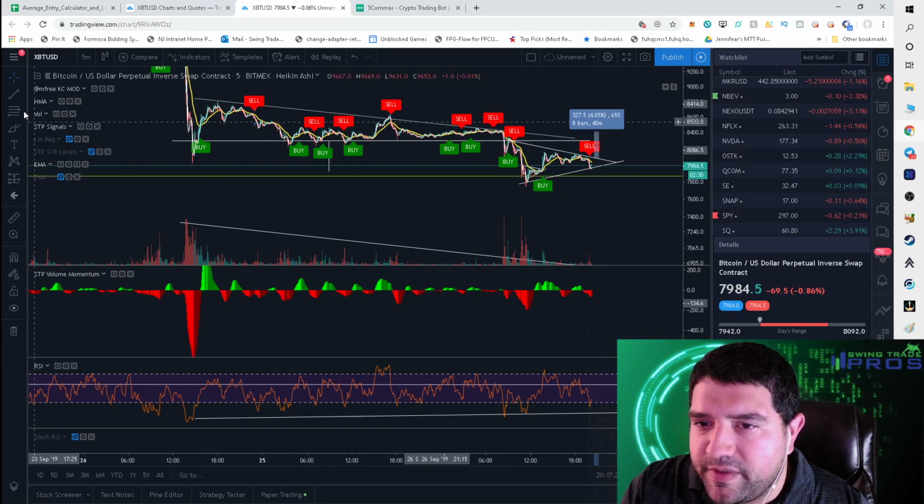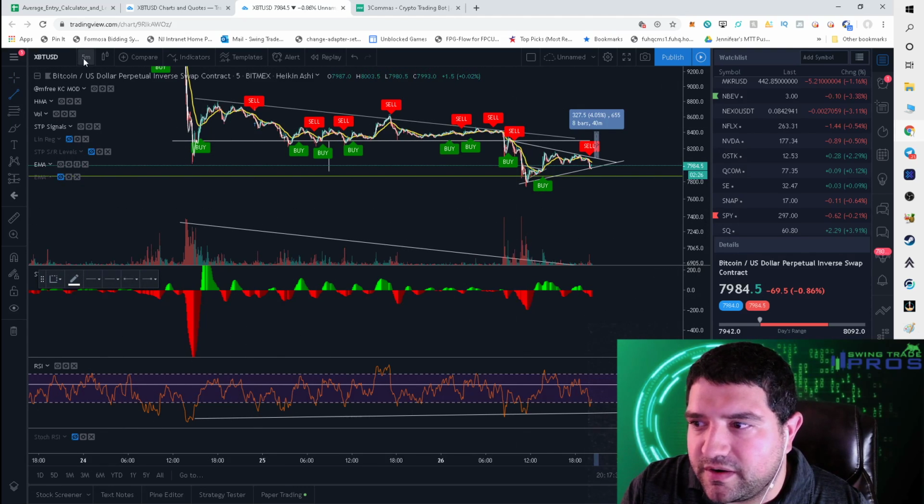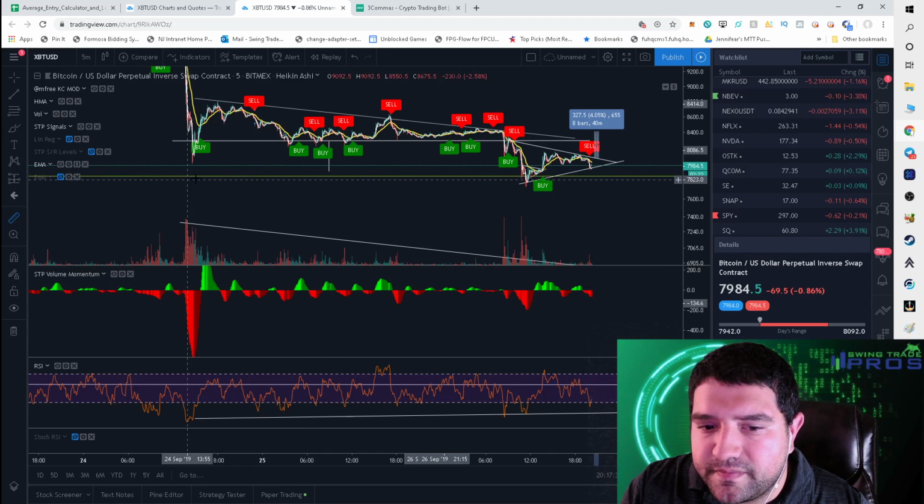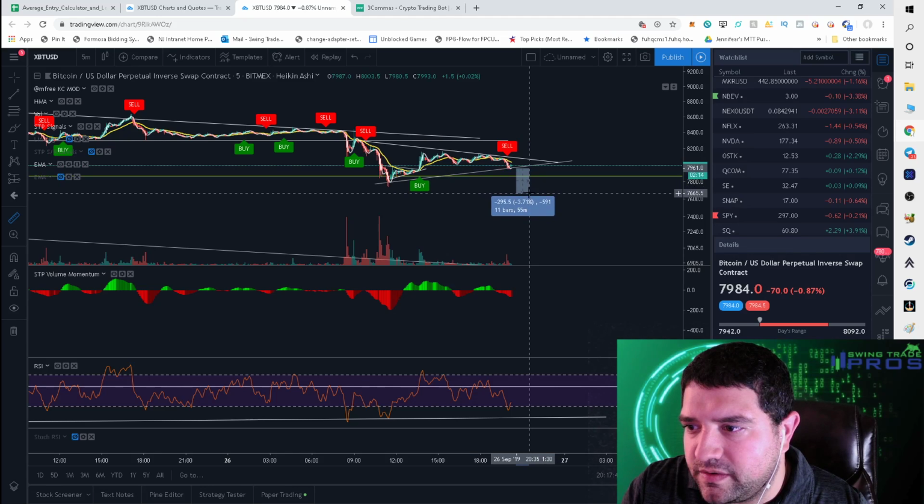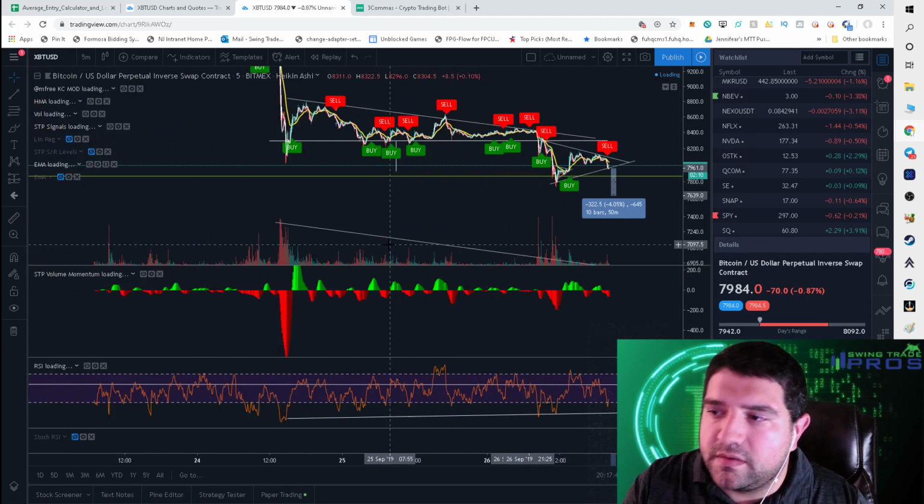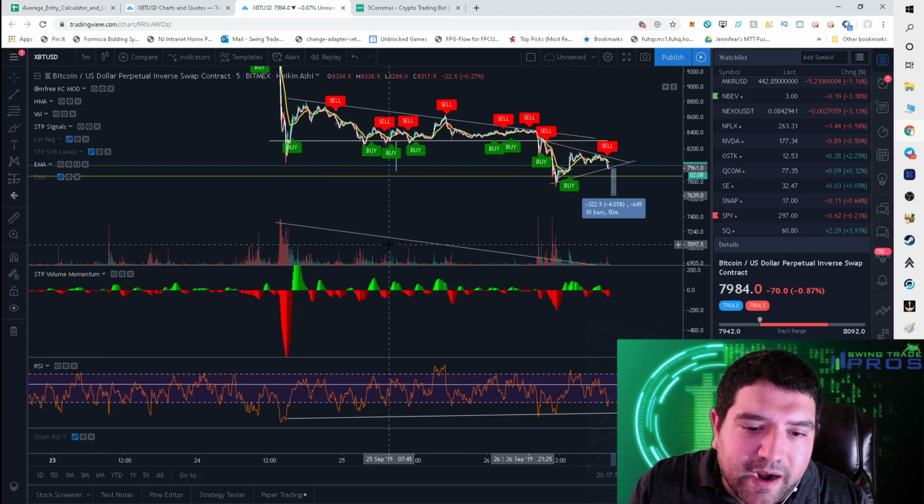Although these typically do break down, but if you look, this is a 5-minute chart. There's no real merit to any of this TA that I'm doing here because it's a 5-minute chart. But 4% up or 4% down, that's where we're at right now, guys.